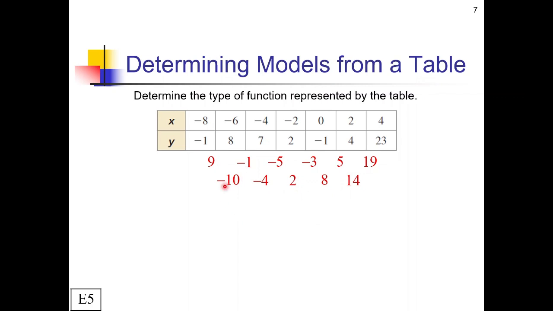-4 minus -10, that's really +10, that's 6. 2 plus 4 is 6. 8 minus 2, that's 6. 14 minus 8 is 6. So it turns out we have a common third difference. That means that this is a third-degree polynomial that's being shown to us in this table. This is going to then be a cubic function.